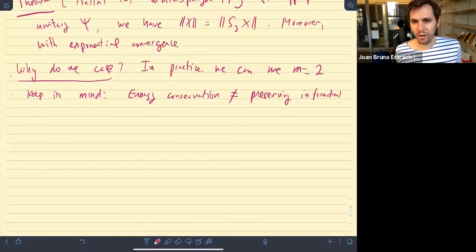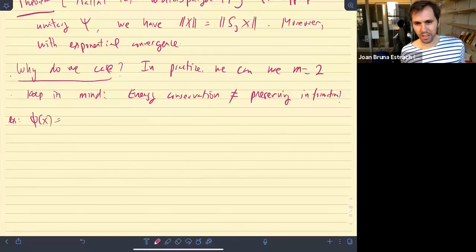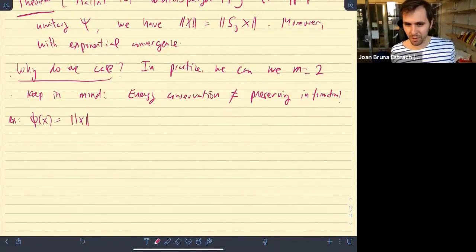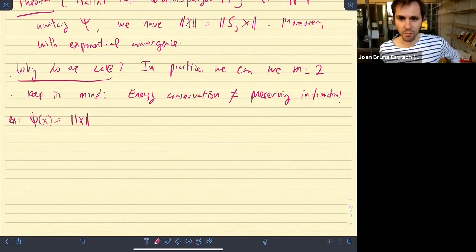So I hope that you agree with me. For example, let's say that I have this transform phi of x that is just replacing a signal by one number, and this number is just going to be the norm. So obviously this representation is unitary. It conserves the energy, but it throws away the information, right? It just collapses everything to one point.